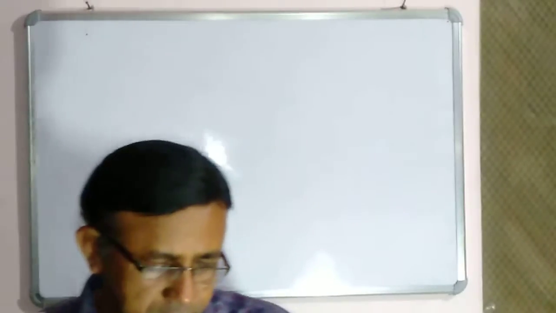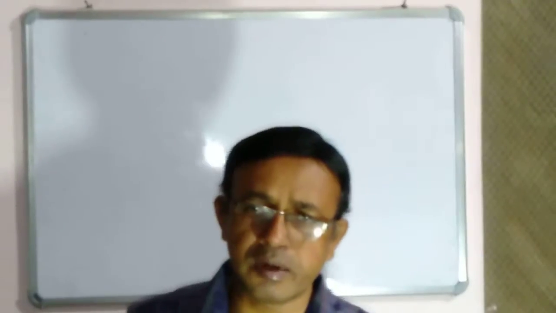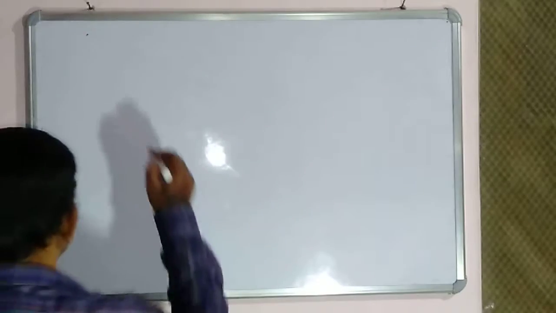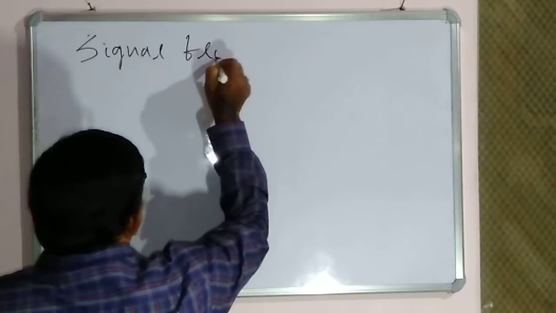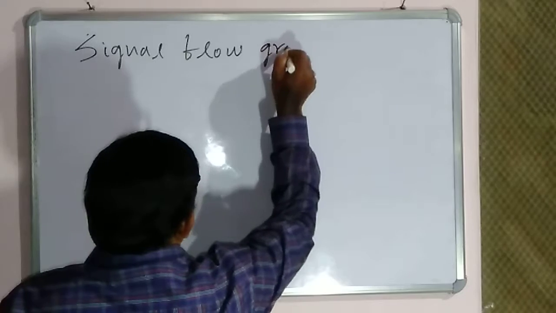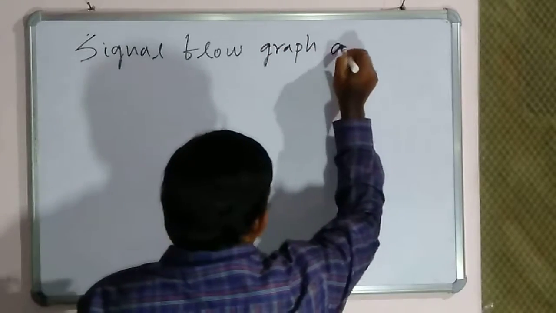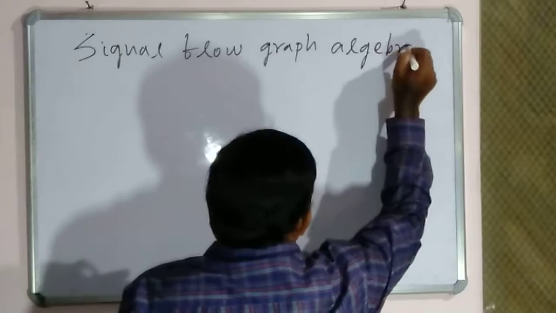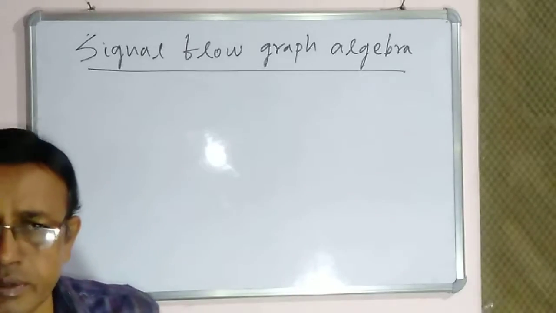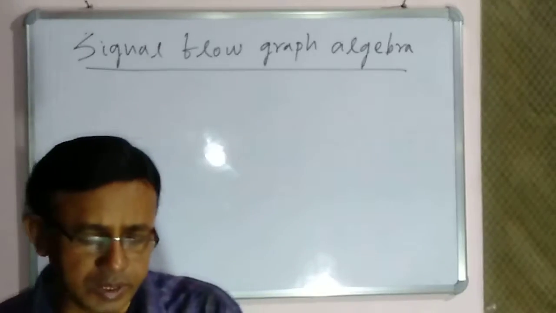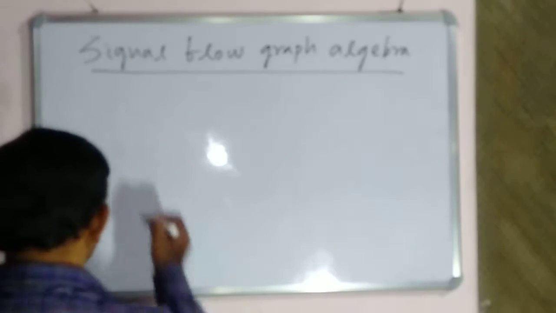My dear students, in today's video, I will discuss an important topic in signal flow graph, that is called signal flow graph algebra. Signal flow graph algebra is nothing but a set of rules and regulations. Let us first discuss the first rule of signal flow graph algebra, that is called addition rule.